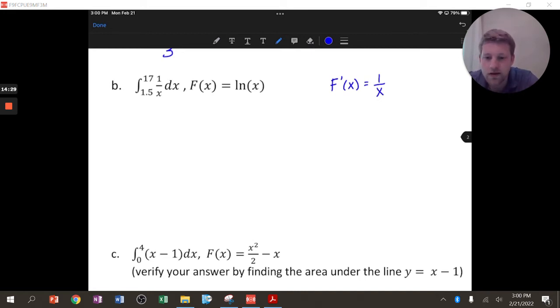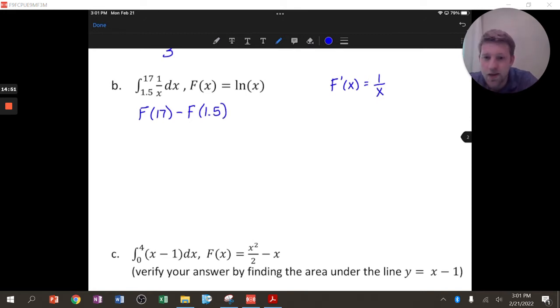And so that certainly matches what we have inside the function. So that gives us a clue of how we're going to consider taking these antiderivatives, just a derivative in reverse. So with that antiderivative, we consider what is capital F of 17 subtract capital F of 1.5.